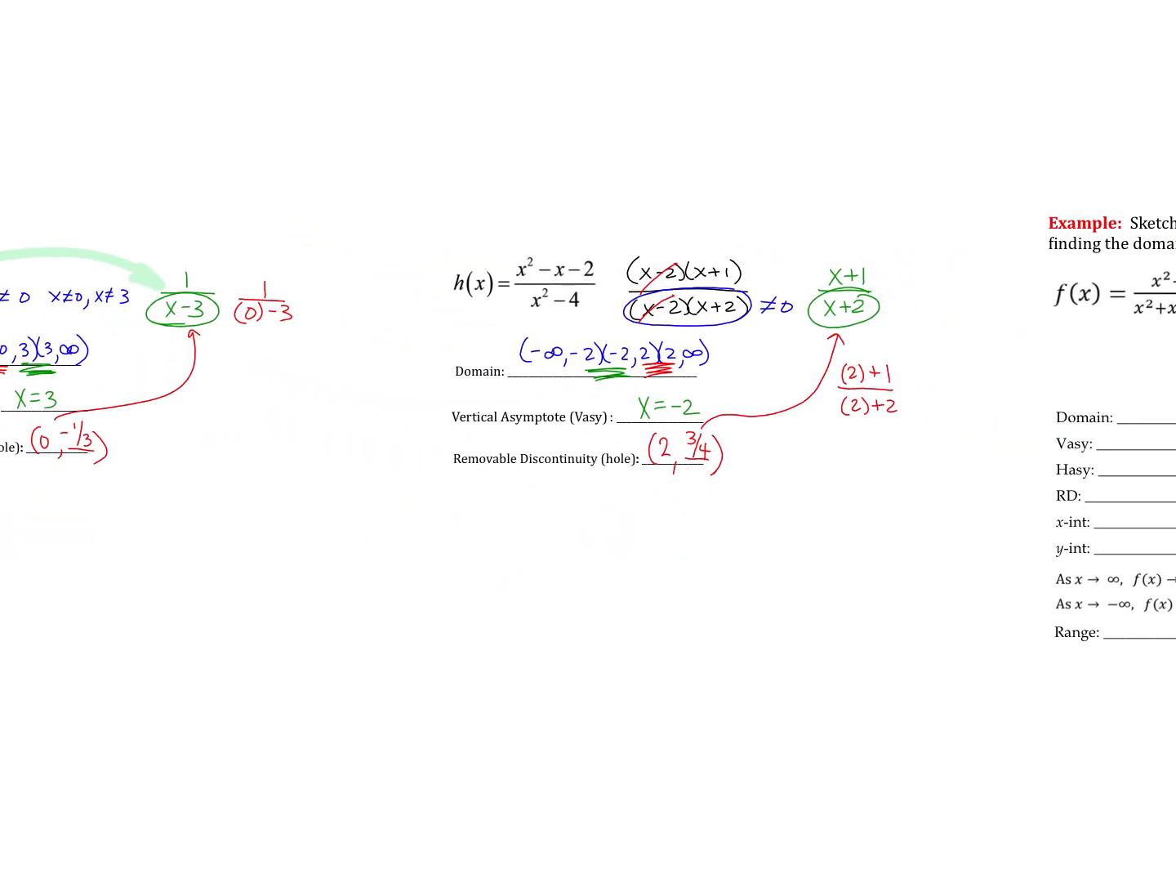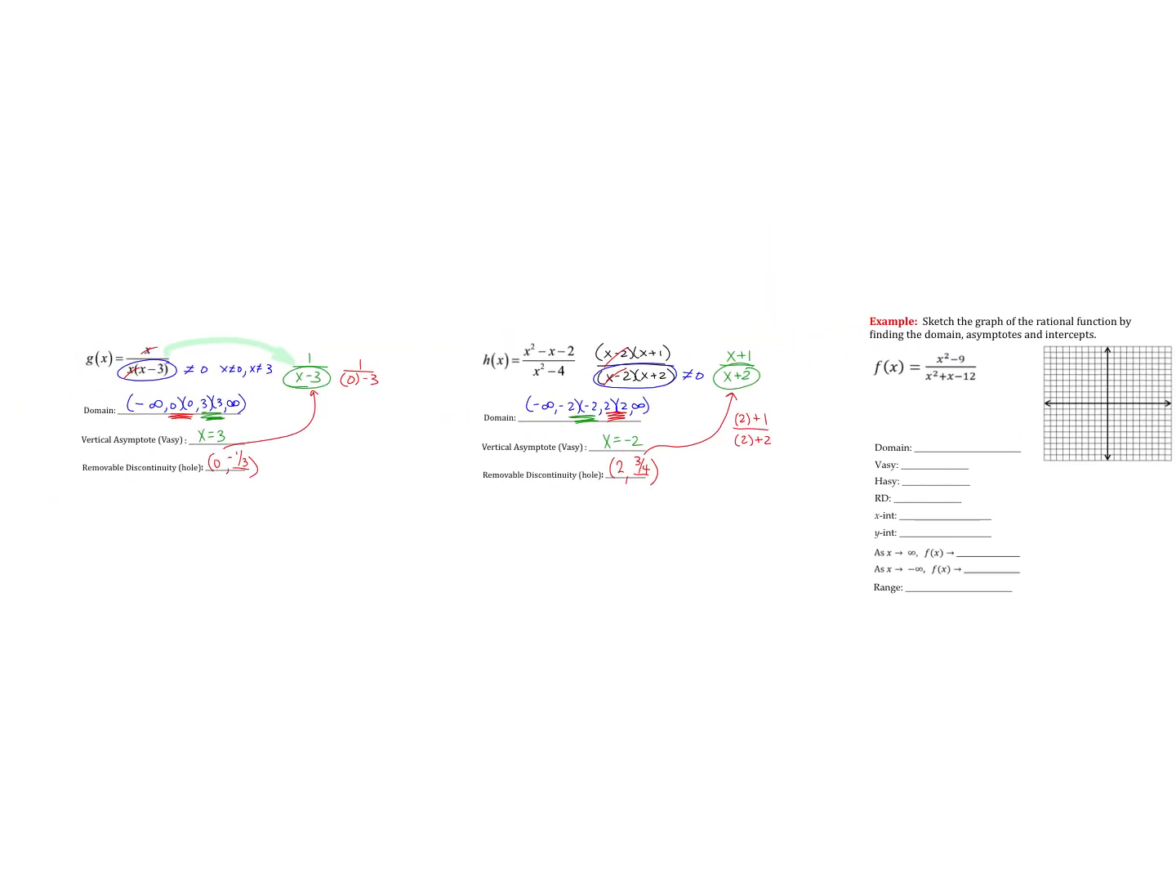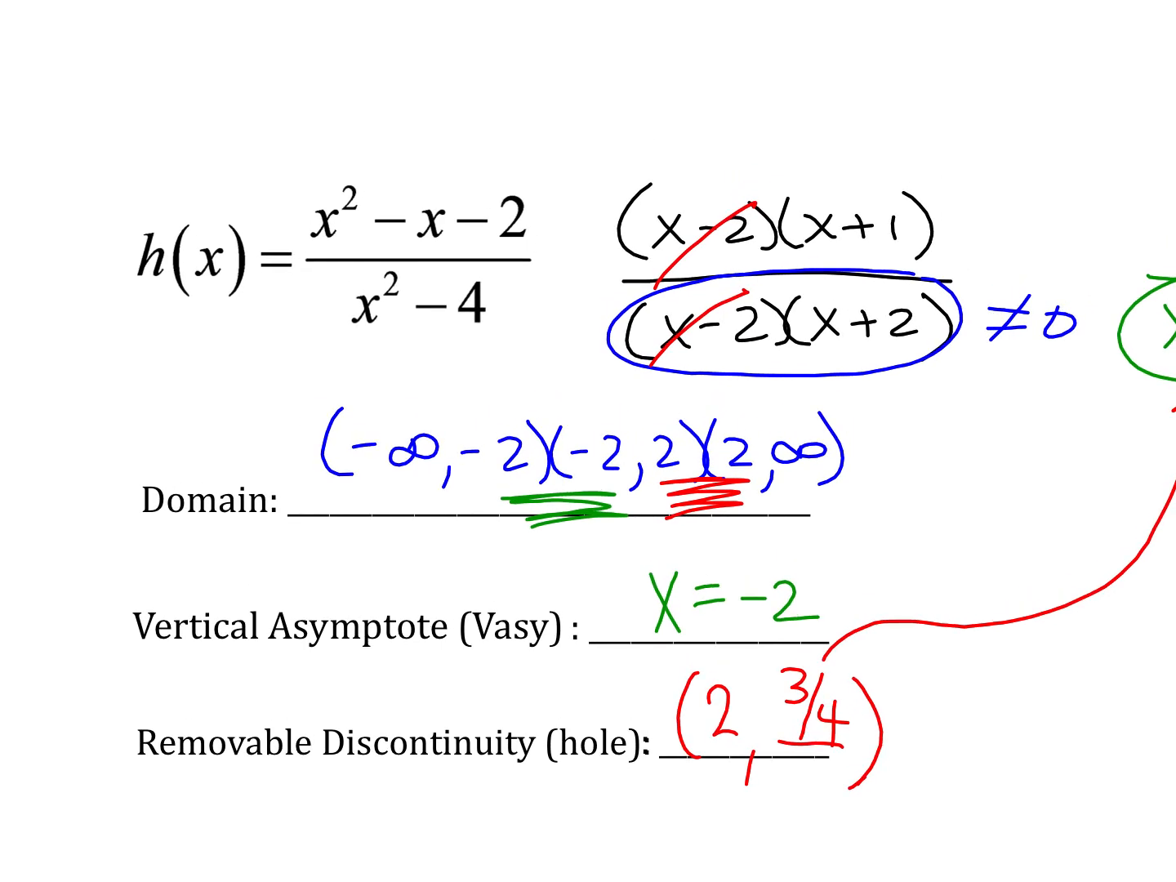All right. One more, and then we're going to graph this one from scratch. This one, it's not factored for us, so always factor first. Factor out the numerator, x minus 2 and x plus 1. That denominator, we've got a difference of squares pattern. Difference of squares factors down into conjugate pairs, so x minus 2, x plus 2.